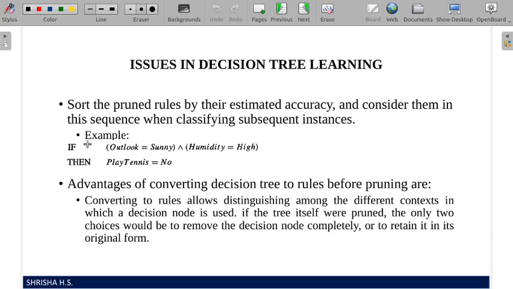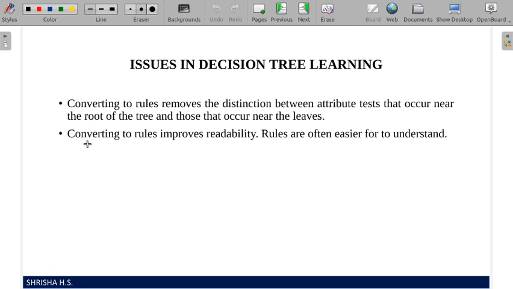When we convert from decision tree to rules, we are deleting only one path instead of the entire subtree. That's what the point is telling. If you keep it as a decision tree, then we have to remove the entire subtree. If we convert it to rules before pruning, to check for pruning we just take out one attribute, one path. So we have greater control over decision tree pruning. Also, converting it to rules improves the readability and makes it easier to understand.